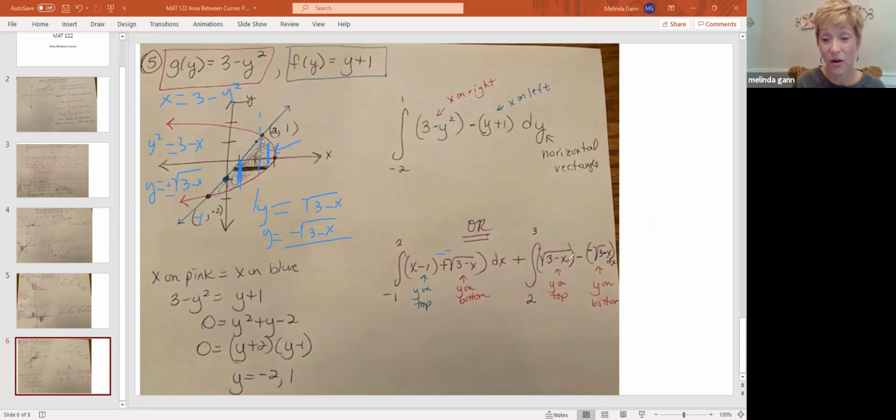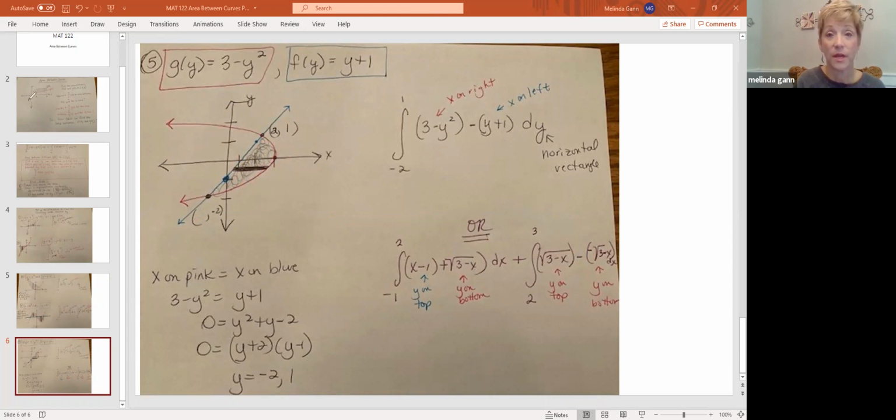I did the same thing over here. Over here, I've got y on the top, so that y on the top there is that positive root, minus this y on the bottom would be that negative root. So again, I would have plus a positive over here. So do you want to do this integration or do you want to do these two integrations in x? So you're mostly going to draw vertical rectangles, but sometimes a horizontal rectangle is going to be super handy. It's going to make your work a whole lot easier. So make sure that you're good to go on those things.